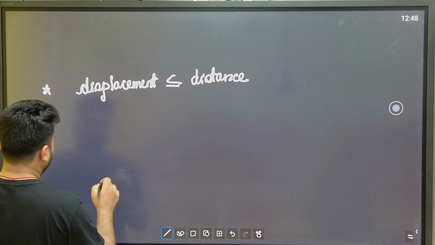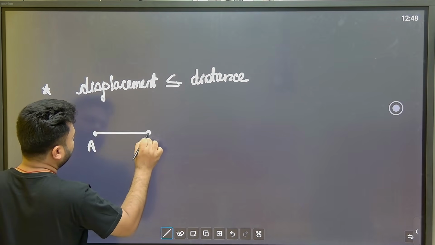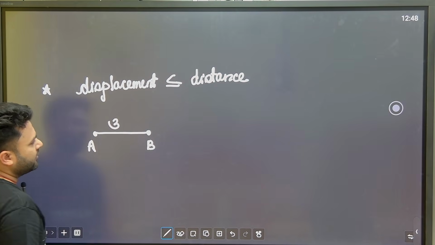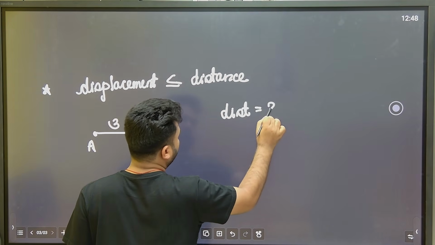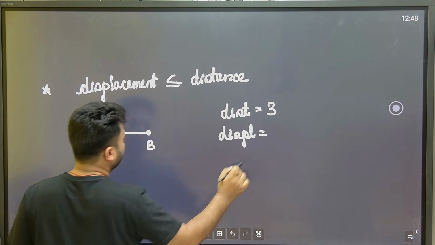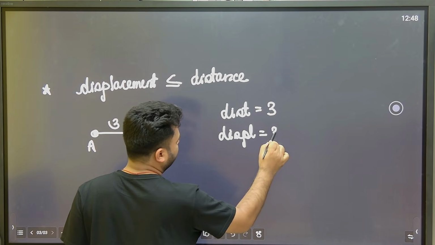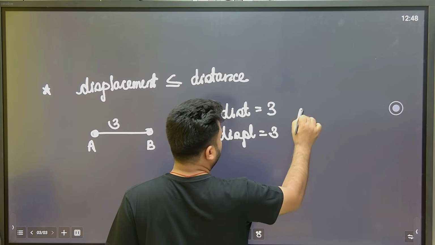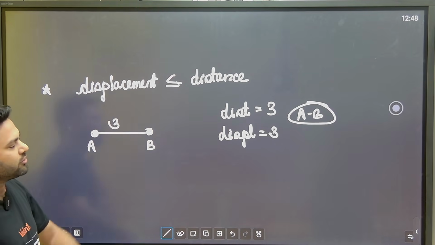How? For example, if I am going from A to B and this is 3 units, someone asks what is the distance, so you will say 3. Someone asks what is the displacement, again initial point, final point, this displacement will also be 3. Means for the A to B journey, our distance is 3, displacement is also 3.